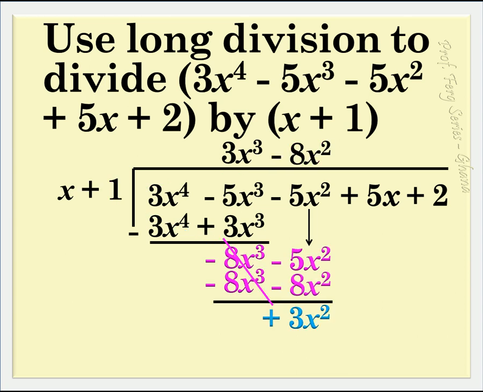Here, minus 8x^3 cancelled each other. And minus 5x^2, minus minus 8x^2, gives us plus 3x^2. Divide the plus 3x^2 by x, to get the third term of the quotient, plus 3x. So, we have to write down our plus 3x at the top and continue.